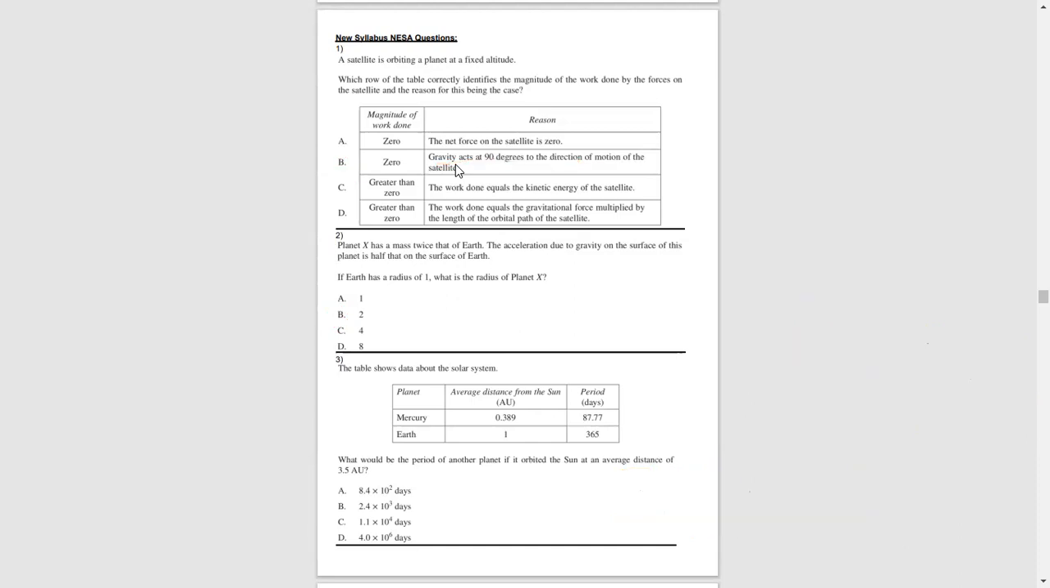All right, so here the table shows data about the solar system. You've got planet and Earth, average distance and period. This very quickly should allude to Kepler's third law that we covered earlier. Now, if you're doing it with 2 planets, both orbiting around the sun, then as I mentioned before, you don't need to do unit conversion. Just make sure they're both the same unit, in this case, astronomical units and days. Excellent. And so basically, what would be the period of another planet if it orbited the sun at an average distance of 3.5?